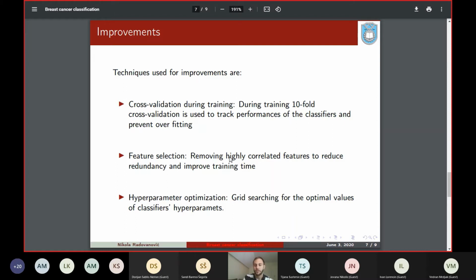This is done to speed up the training and to reduce the confusion of the model by feeding it with some redundant information.